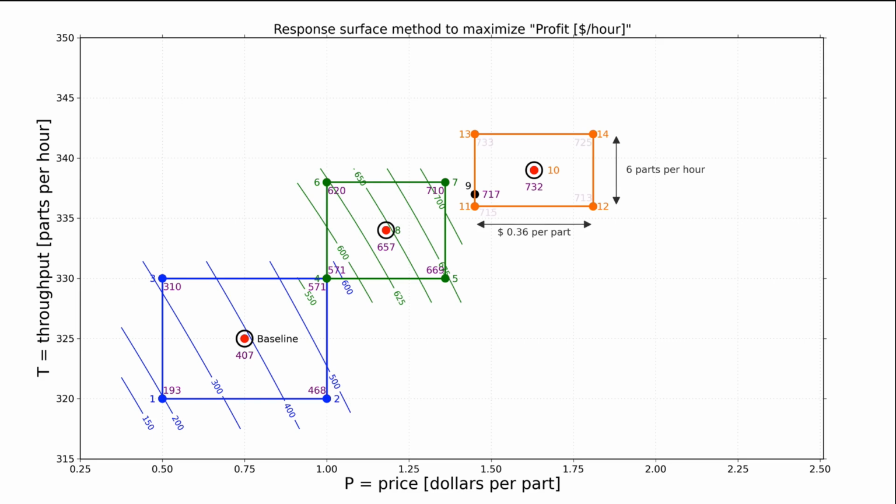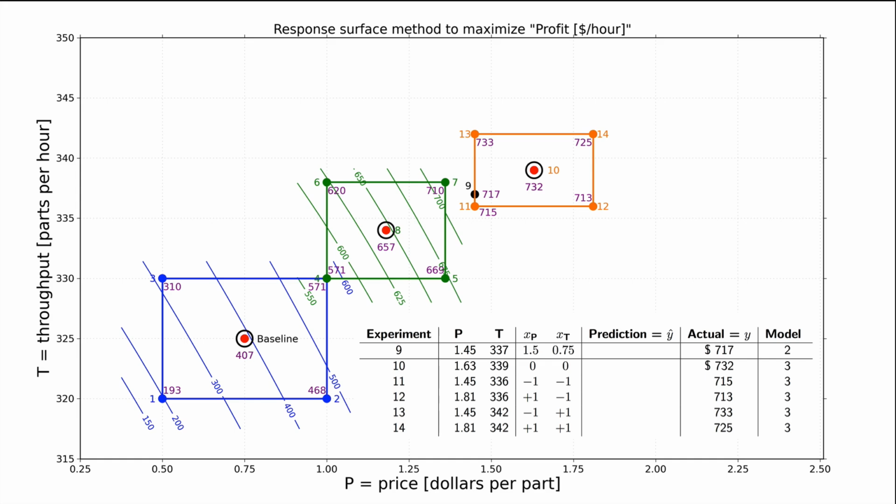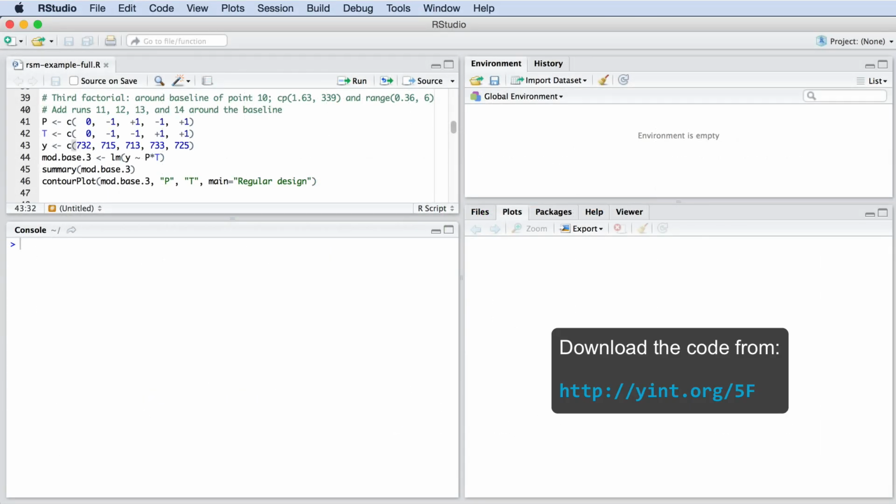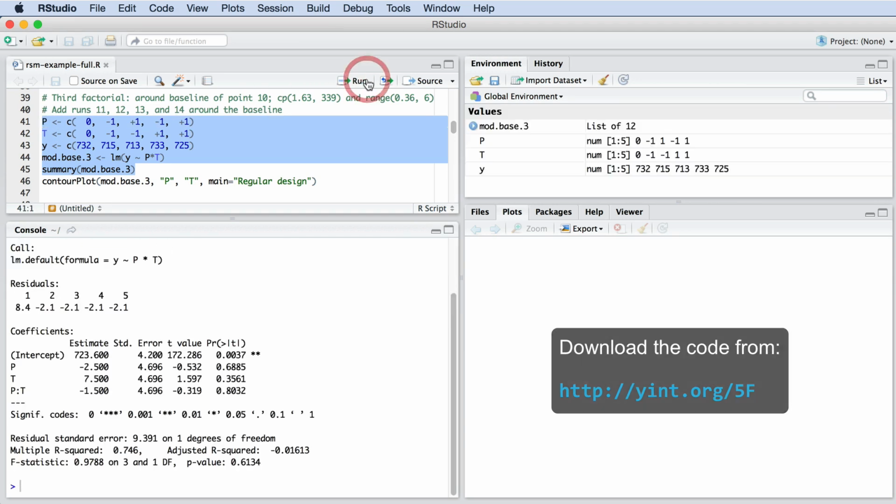Now back to the factorial. Here are experiments 11, 12, 13, and 14, and their corresponding profit values. Remember, we run them in random order, but I report them here in standard order. If you write and run the R code, you can show you get the following linear model from the 5 experiments, including the baseline point at position 10.